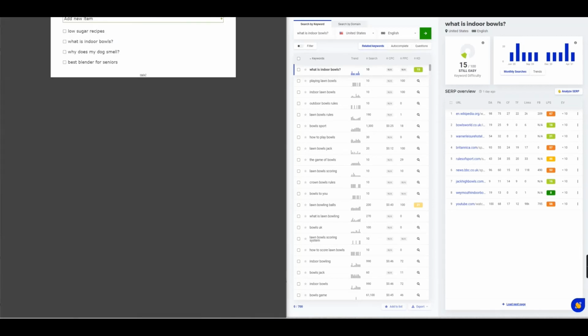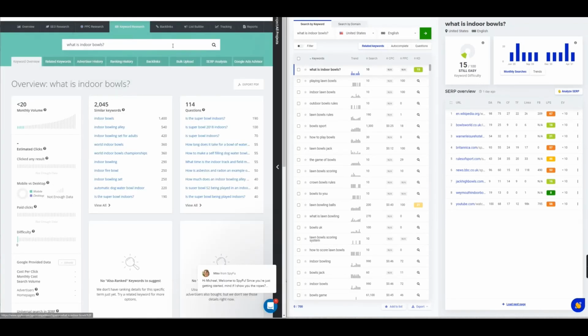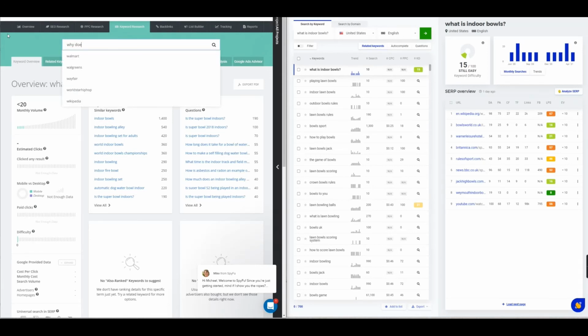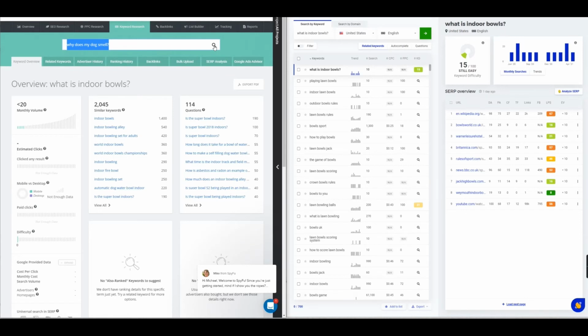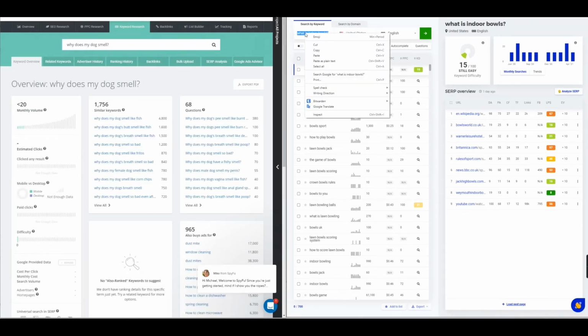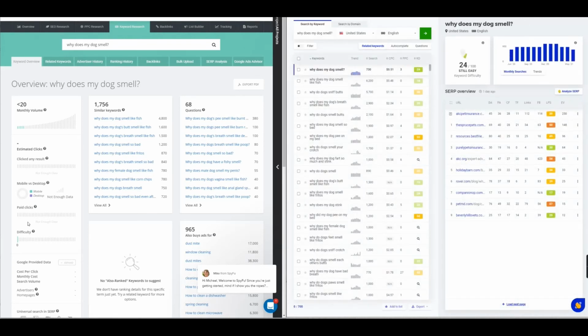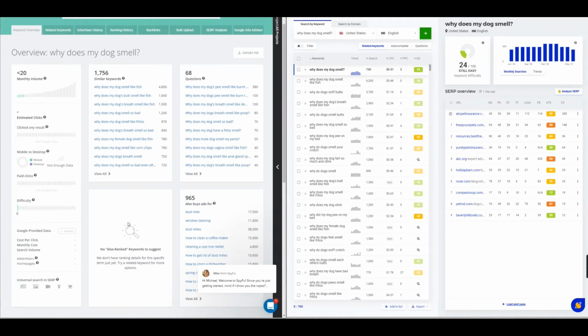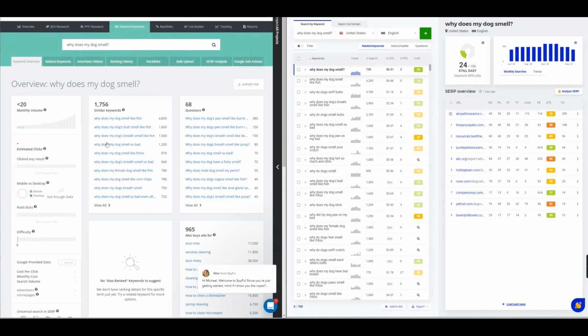Now let's move on to the next one, which would be, why does my dog smell? Why does my dog smell? Question mark. Okay, it'd be interesting to see how Spyfu does with this. Let's do the other one. Why does my dog smell? So Spyfu again has a difficulty of 0, but I'm thinking that's because it can't bring up the SERP results for some reason. So this is kind of slightly disappointing. It does have some similar keywords. It does have some questions. But for a keyword that I think would be quite a big one in my opinion, the fact that it doesn't really show anything at all is very disappointing. So yeah, Spyfu didn't really impress me there.